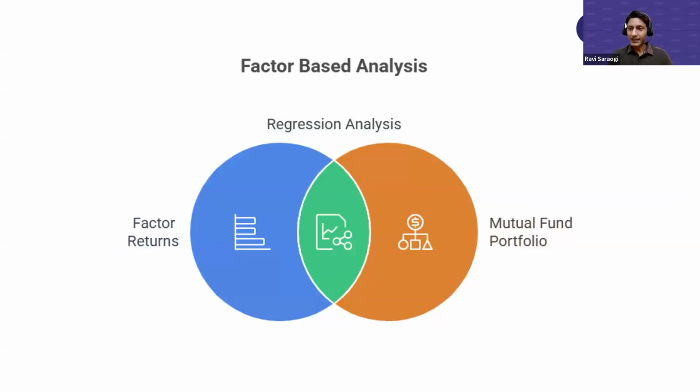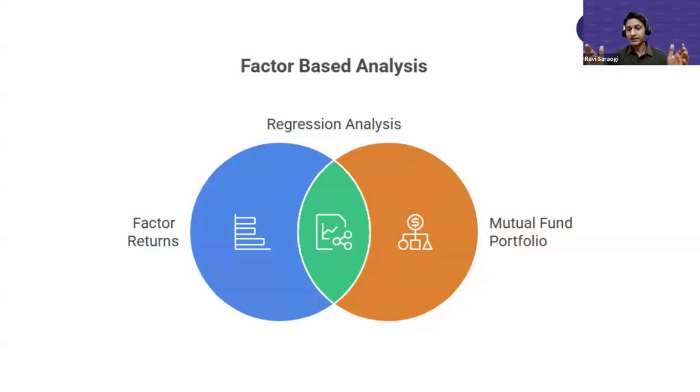Okay, so now we have reached the heart of factor-based analysis. On one side, we have factor returns. These are returns that are earned by the factor portfolios we discussed earlier. On the other side, we have the mutual fund that you're interested in and the returns of that mutual fund. So we have factor returns on one side, mutual fund returns on the other side.